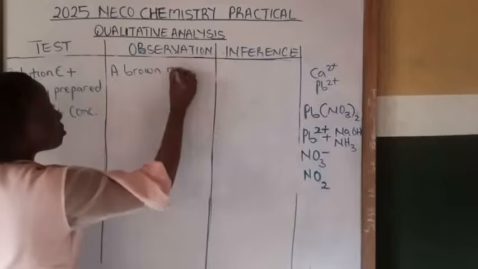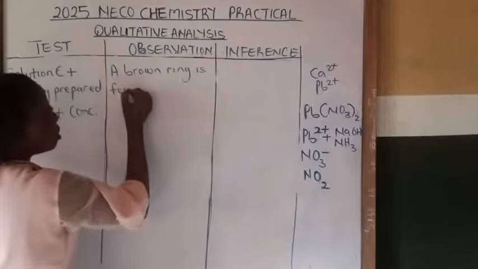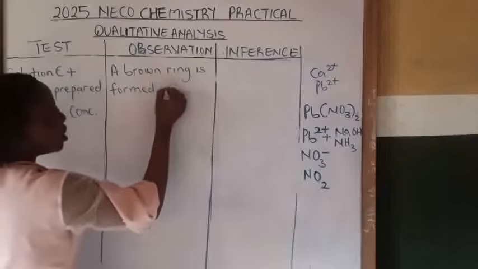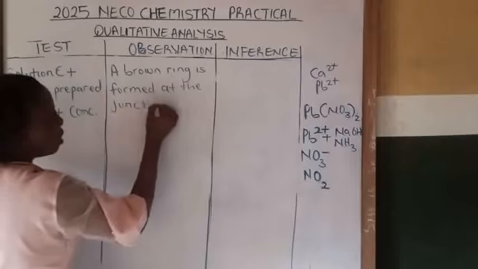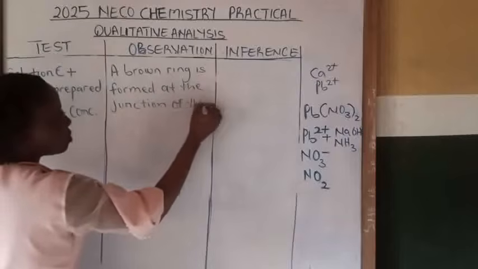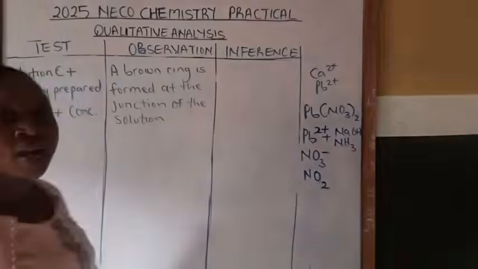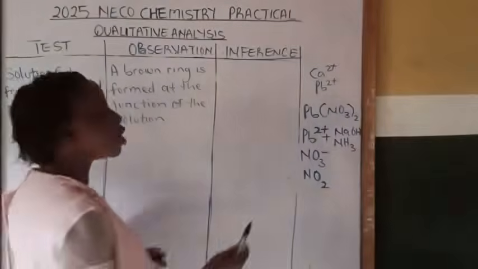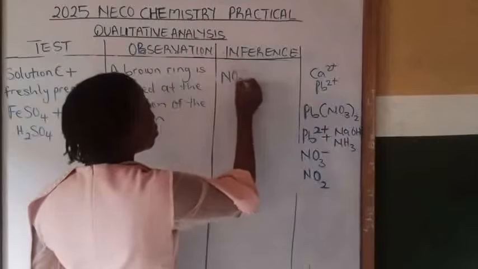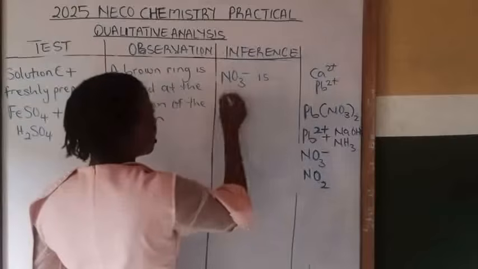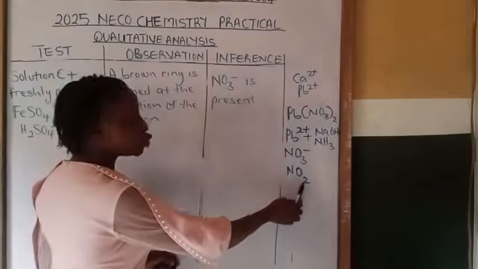So when freshly prepared iron sulphate is added to solution C, followed by concentrated H2SO4, a brown ring is formed. A brown ring will be formed at the junction of the solution. So which confirms the test for what? For trioxonitrate 5. So we are going to write NO3 minus is present.